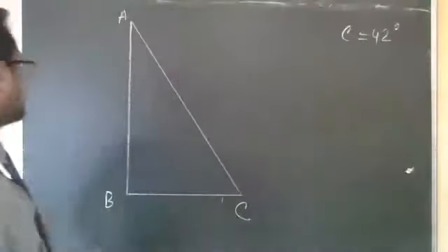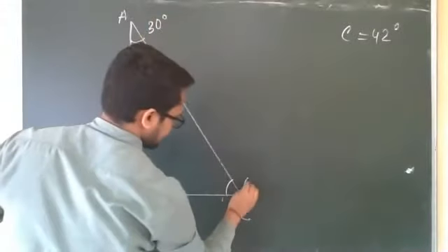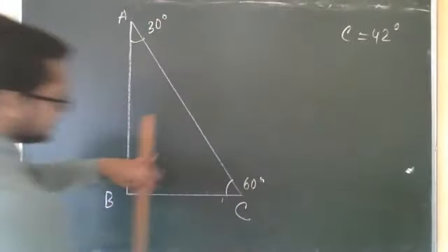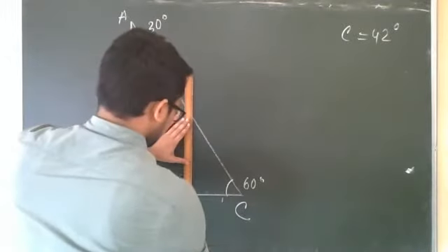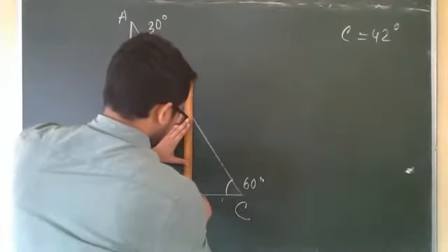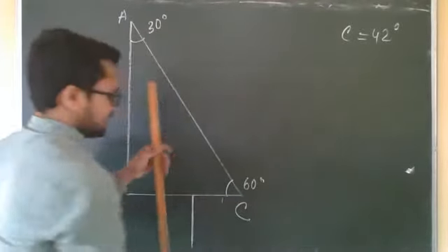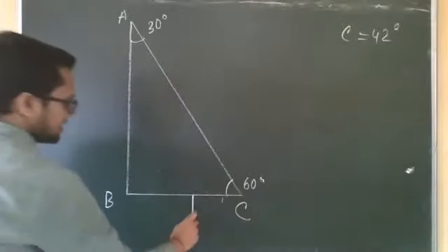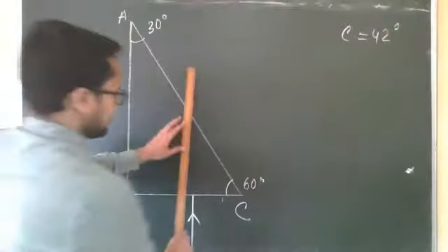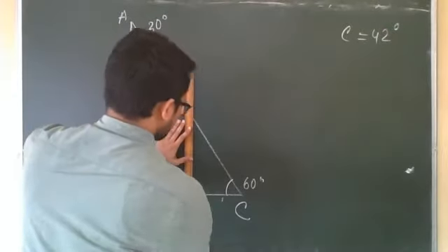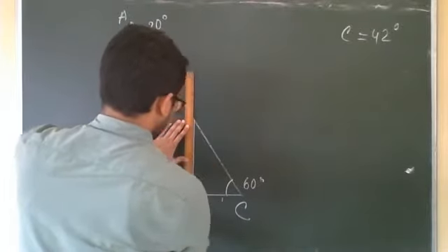This is 30 degree, this is 60 degree. Light is incident in this way, entering through the base BC with perpendicular incidence. Perpendicular incidence means there will be no deviation, and it will enter without any deviation.